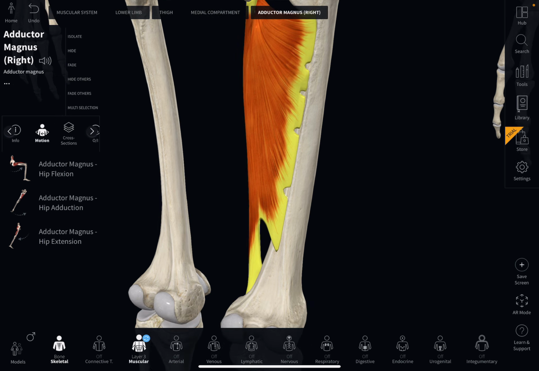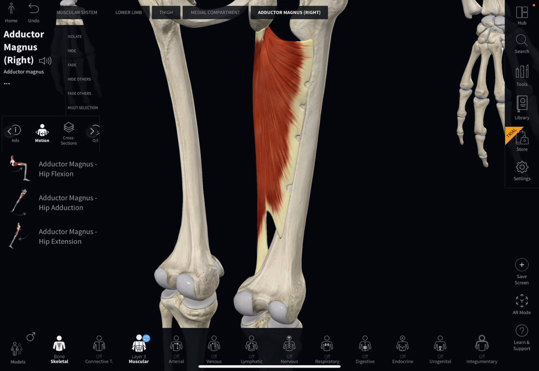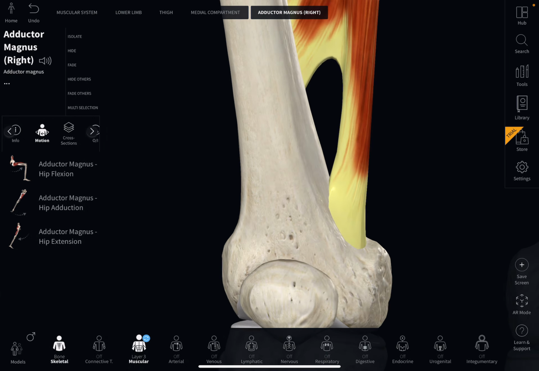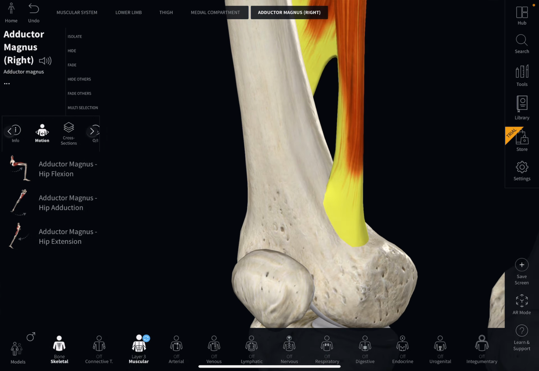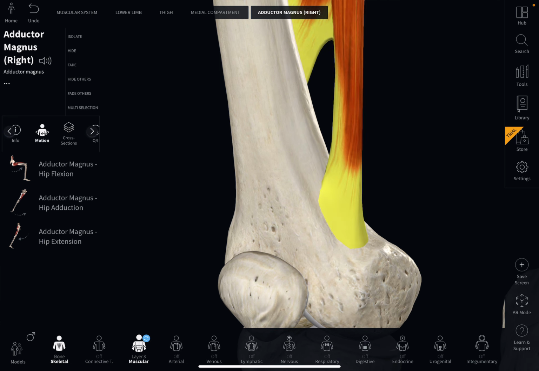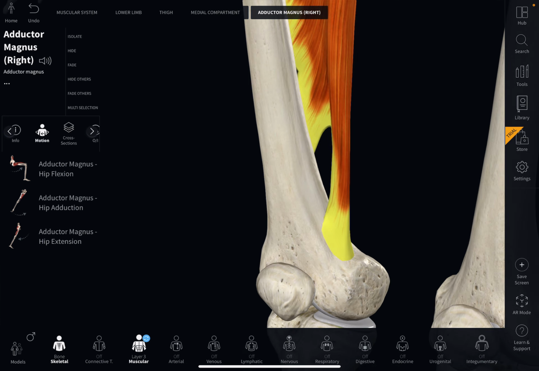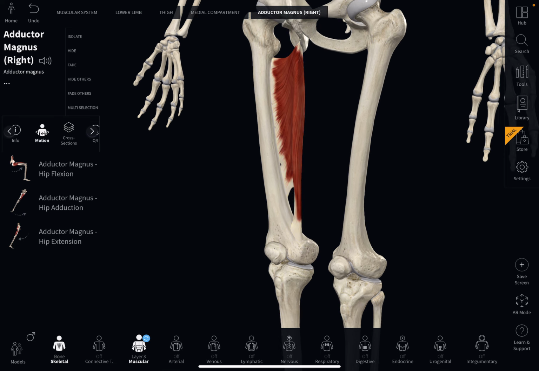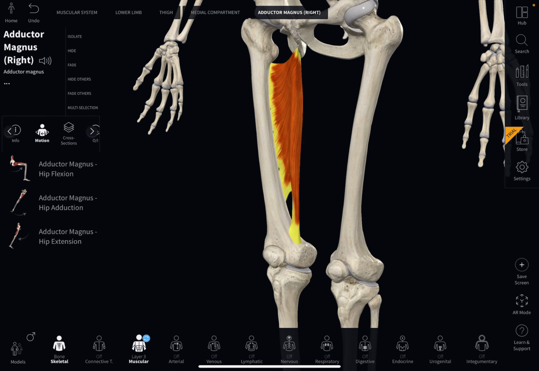And there is another, hamstring part, which is inserted into the adductor tubercle of the femur, right here. Nerve supply: the adductor portion is supplied by the obturator nerve, and the hamstring portion is supplied by the tibial part of the sciatic nerve. We all know that the sciatic nerve is the nerve of the posterior compartment.